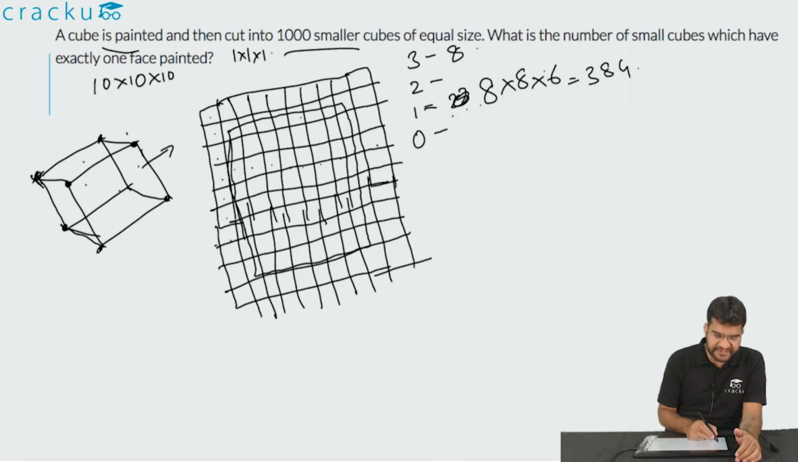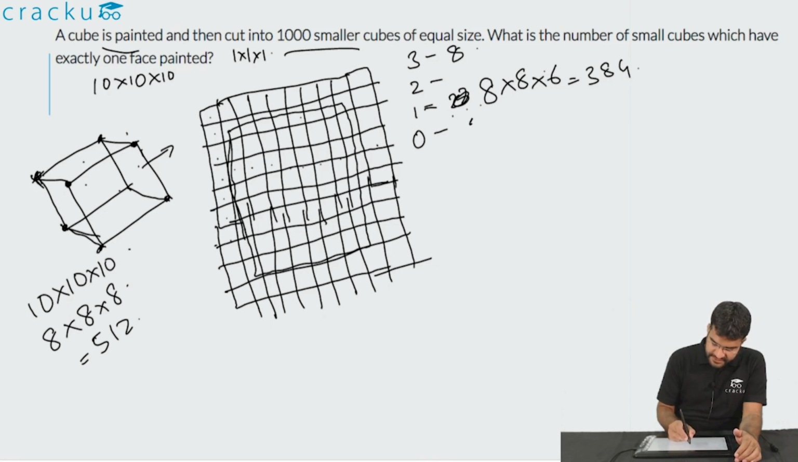Similarly, the initial cube is a 10 cross 10 cross 10 cube. All the smaller cubes which are inside, the 8 cross 8 cross 8 cubes, will have no side painted. This will come to 512. So the 0 will be 512.